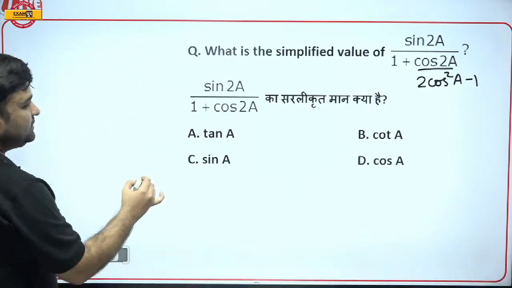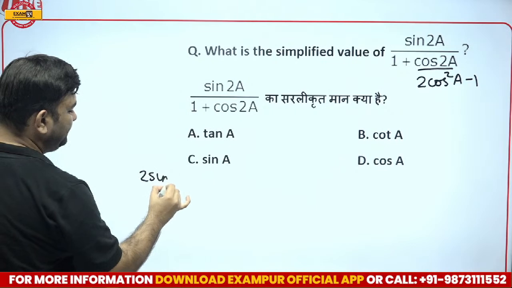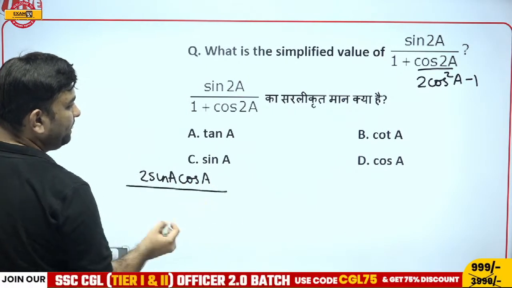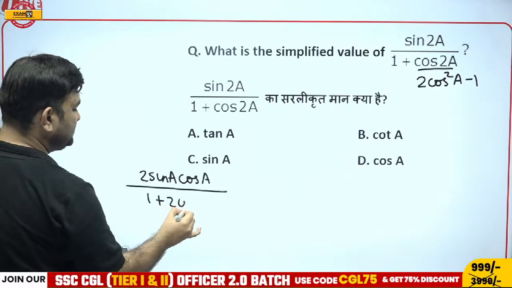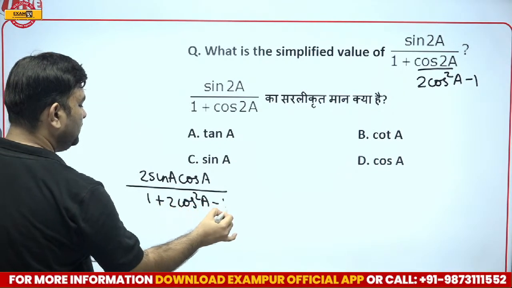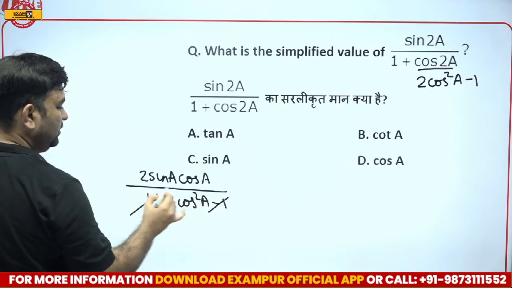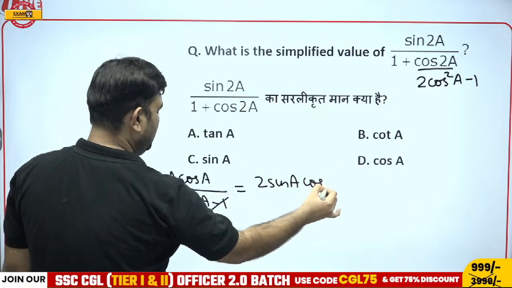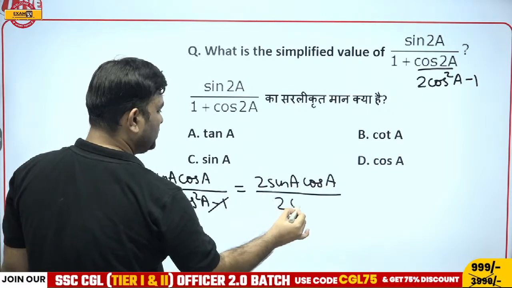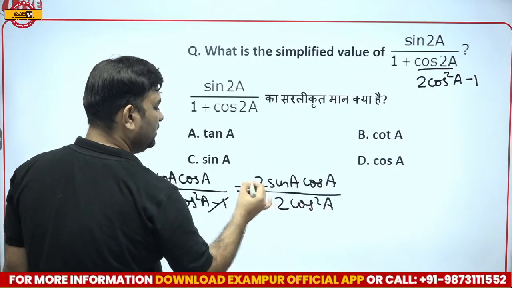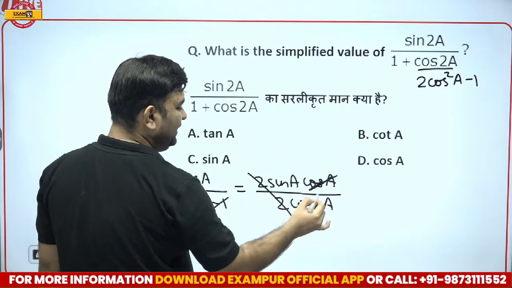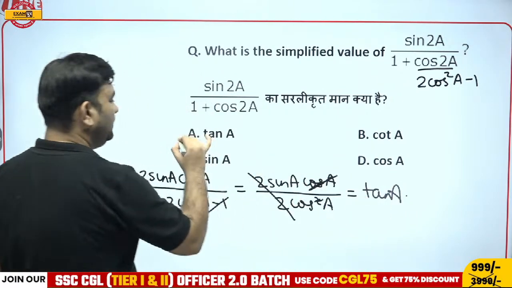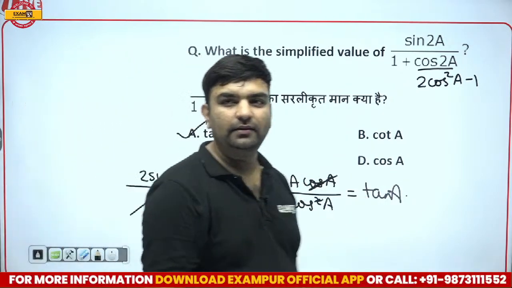Over, sin 2a is 2 sin a cos a. So, 2 sin a cos a upon 1 plus 2 cos square a minus 1, which is 2 sin a cos a upon 2 cos square a. One cos will get cancelled out. Cos a upon sin a is tan a.